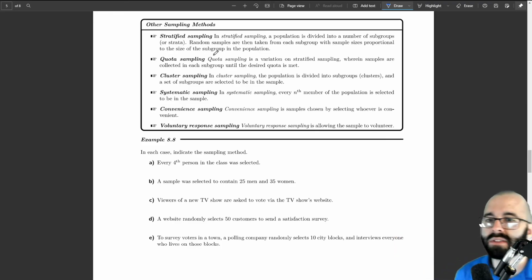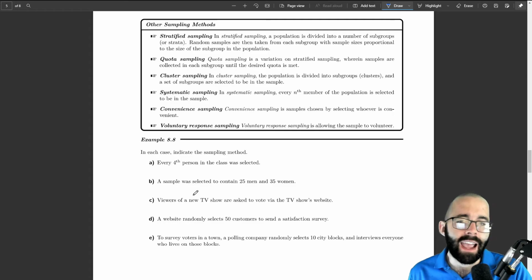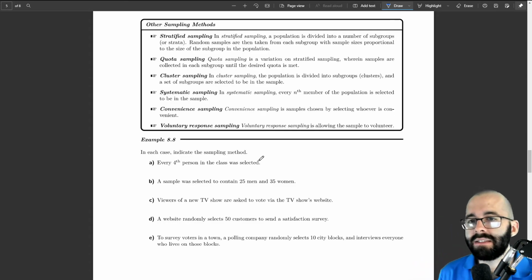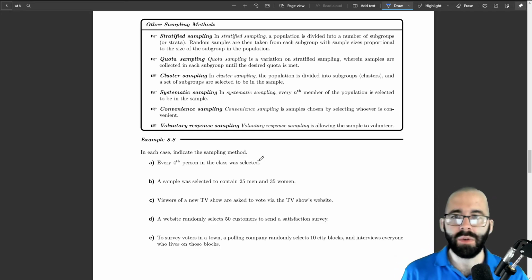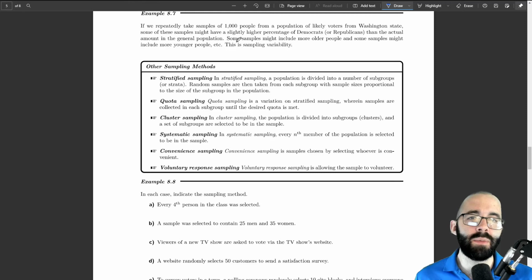So some other methods right here. We'll go through these quickly and then refer to them again as we're doing this example to classify which method is being used here. Stratified sampling guarantees that you get representation. Let's look at this example, 8.7, right? It's theoretically possible that if we do a simple random sample, names from a hat, we get all Democrats or all Republicans. It's very unlikely with a sample size of 1,000, but it's possible.